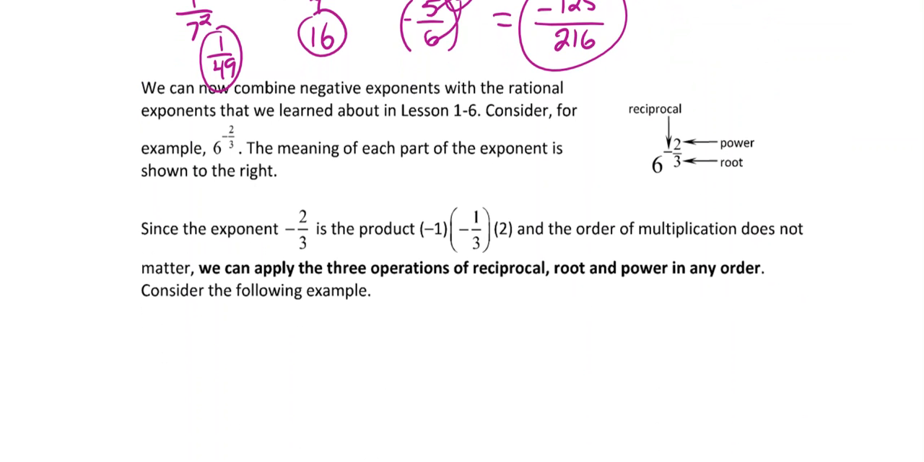It is handy when you see these exponents, like 6 to the power of -2/3, to just break it down into parts, right? The negative means that it's reciprocal, so you're flipping it upside down. The top number would be your power, and the bottom number would be your root, right? If you were changing it back into a radical.